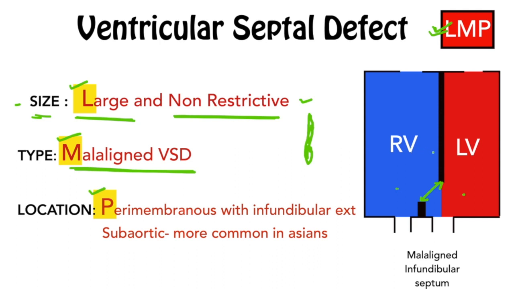But in case of malaligned VSD, we can see here, this is the infundibular septum, this is the muscular septum. The infundibular septum should have been here. So it is malaligned. Part of the septum is here and this is here. So the VSD is created by the malalignment of the septum. The location is the third component. The location is perimembranous with infundibular extension.